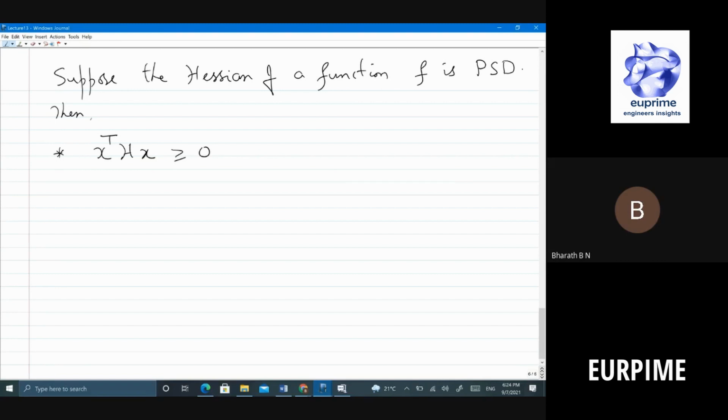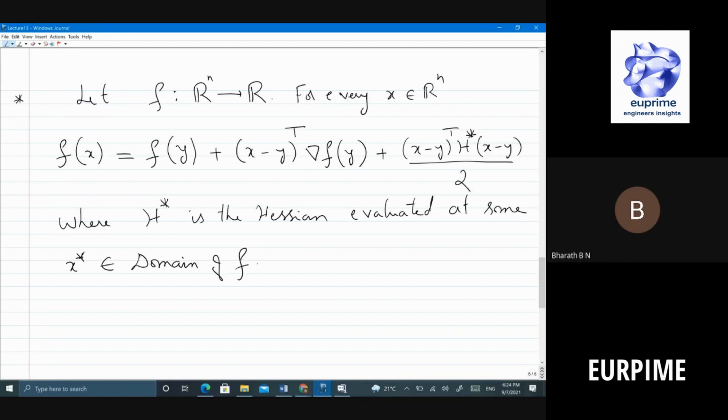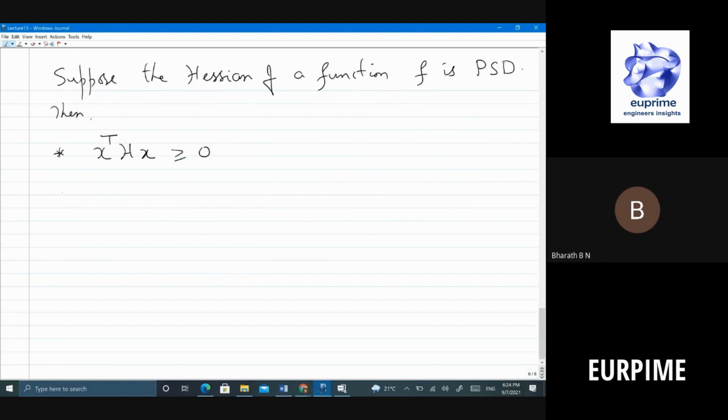Now the moment you say greater than or equal to 0, what can you say about (x minus y) transpose H star (x minus y) by 2? Definitely greater than or equal to 0. So if I drop this term, what do I get? Left hand side I'm reducing, right hand side I'm reducing, by dropping it. So this implies f of x is greater than or equal to f of y plus (x minus y) transpose gradient of f evaluated at y. You get this inequality, right? Do you agree? Is that clear? Fine? Okay.